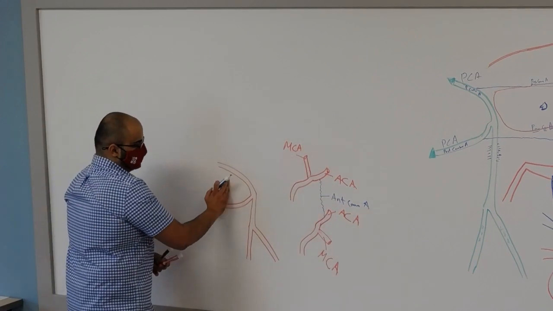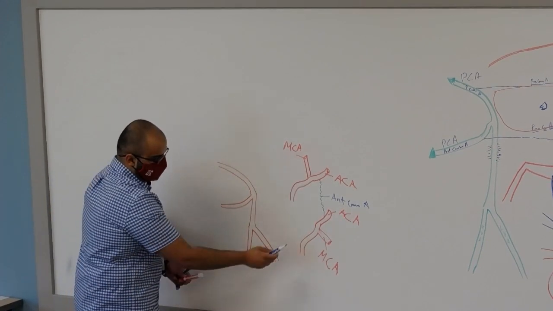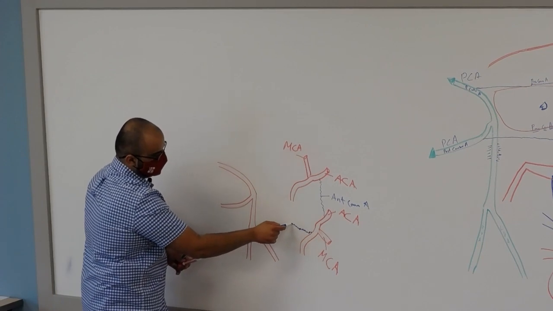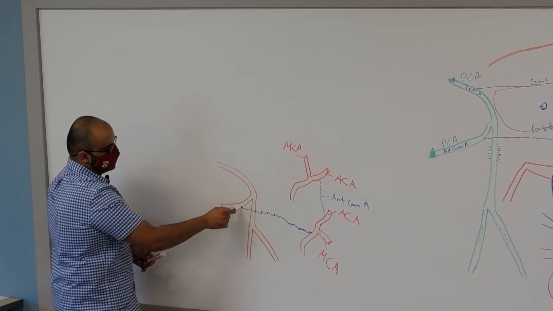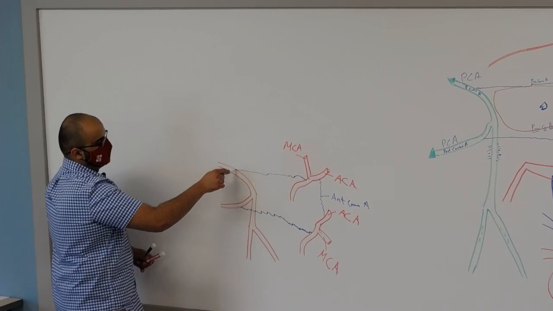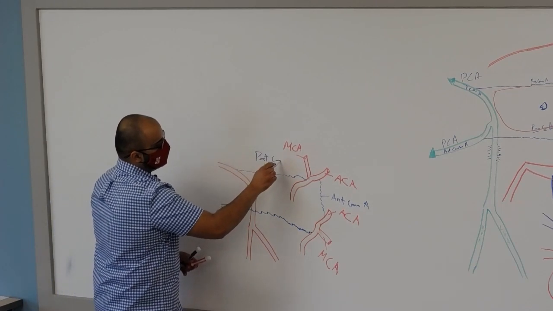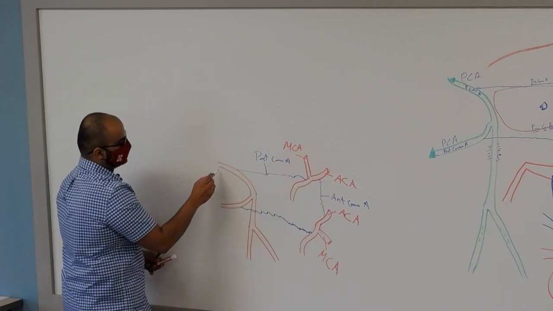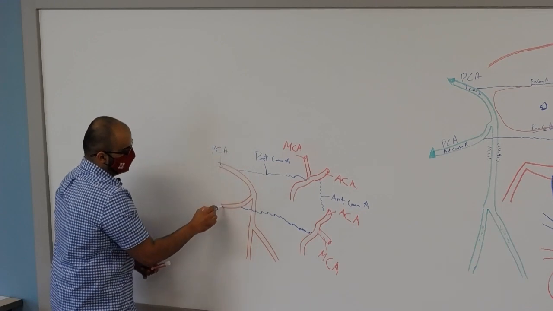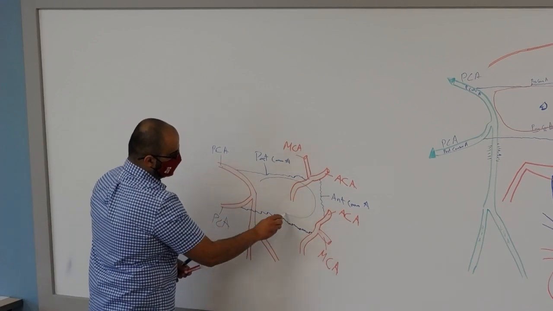Now the posterior system and anterior system want to communicate again together. So how will they communicate? There's a branch coming out of the internal carotid artery that goes to the posterior cerebral artery. This is the posterior communicating artery. This is the posterior cerebral artery. Okay. Now this ring is called the circle of Willis.